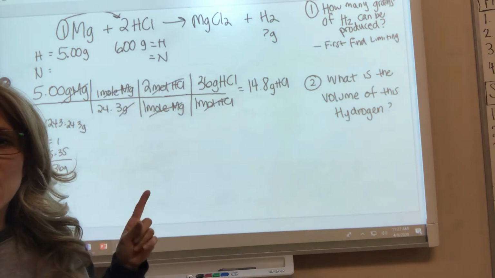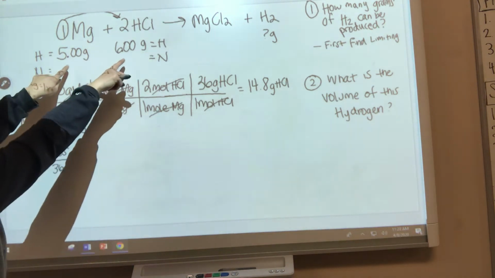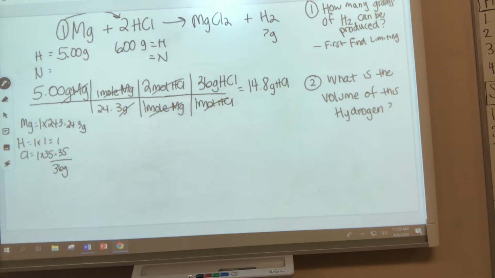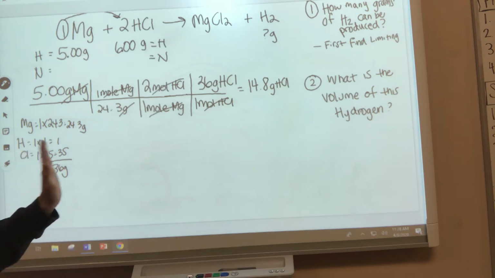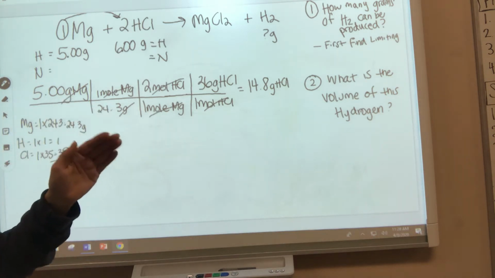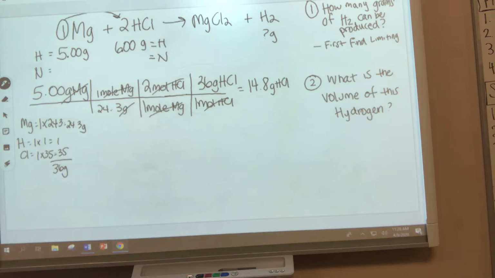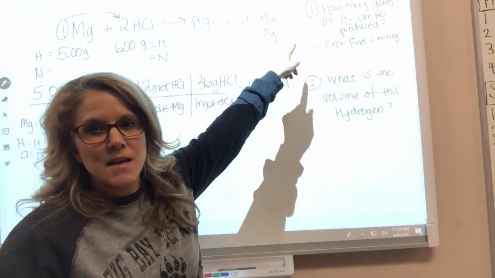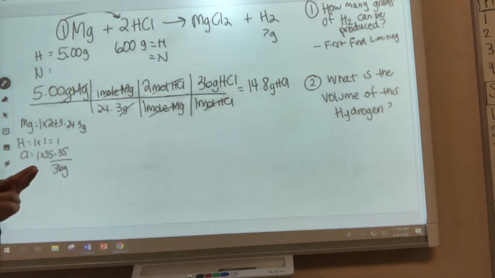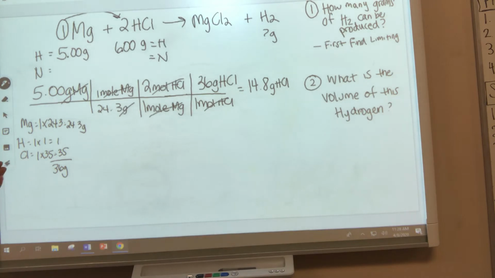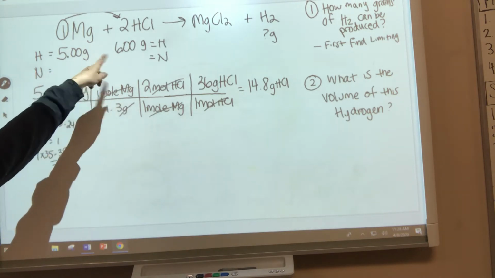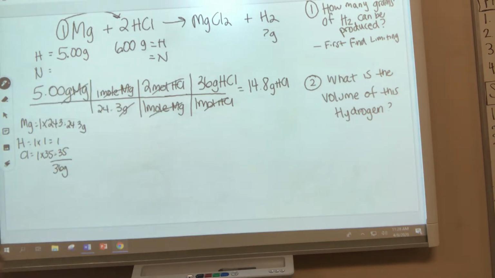So I start with grams this time in both reactants. I'm going to set this up exactly the same way. This problem just asks how many grams of hydrogen can be produced. Okay, so hydrogen's over here on the product side. How many grams of that can be produced? Well, I have to figure out first which of these is the limiting factor before I can figure out how many grams of hydrogen can be produced.